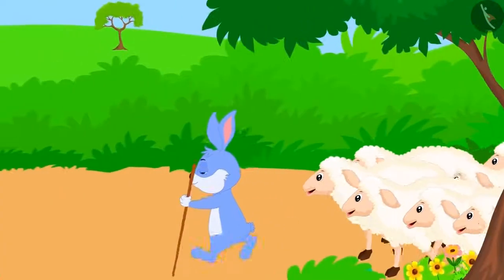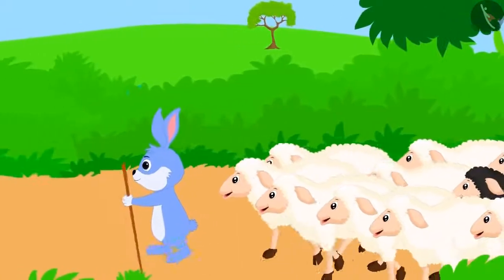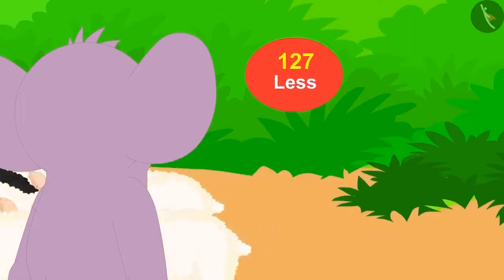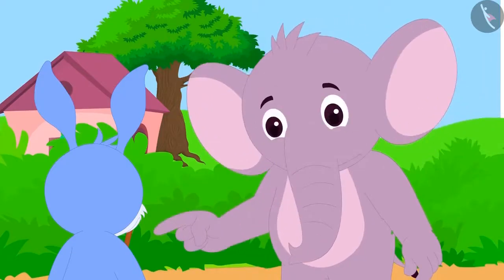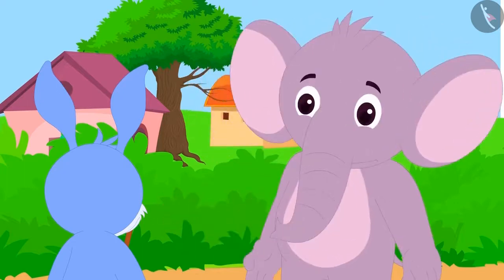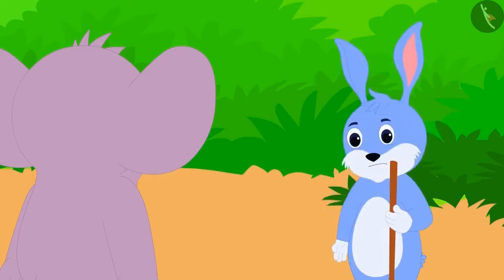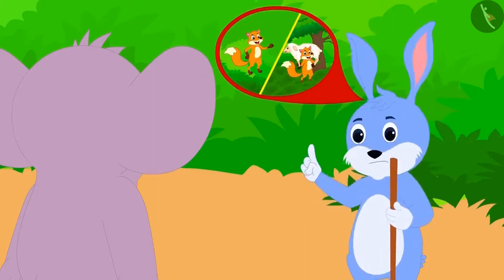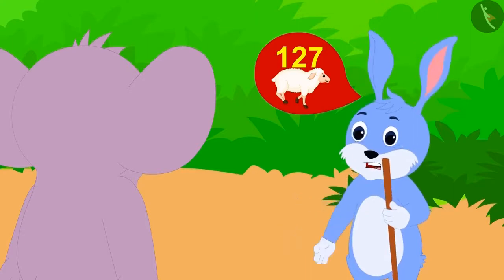A week later, when Bunny returned in the evening with the sheep, Appu found that 127 sheep were missing. When Appu asked Bunny about those 127 missing sheep, Bunny told him that a wolf came daily to the mountain area where he took the sheep to graze, and the wolf ate 127 sheep in a week.